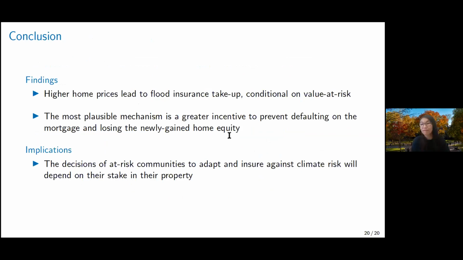So I am running out of time. To conclude, we find that higher home prices lead to higher flood insurance take-up conditional on the value at risk. And we find that the most plausible mechanism for this relationship is that households now have a greater incentive to prevent defaulting on mortgage and losing the newly gained home equity. The implications from our results is that the decisions of at-risk communities to adapt and insure against climate risk will depend on their stake in their property. Thank you very much.